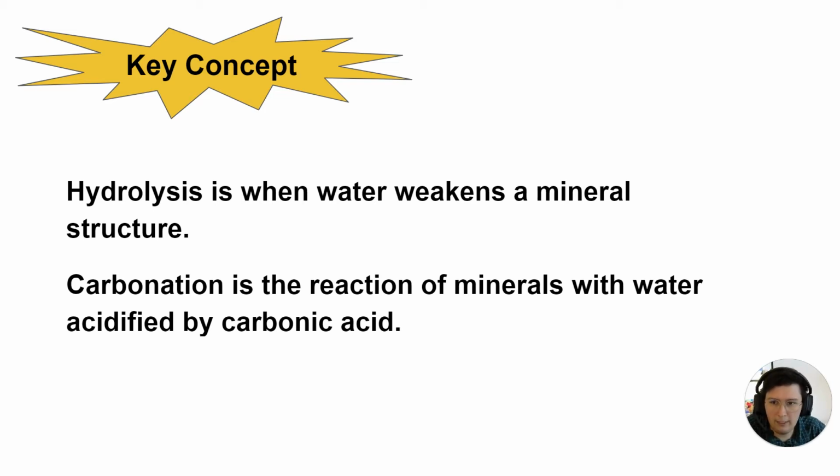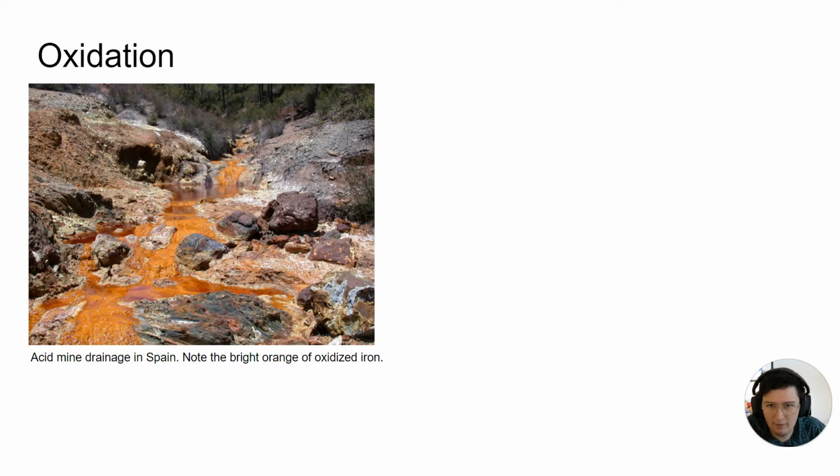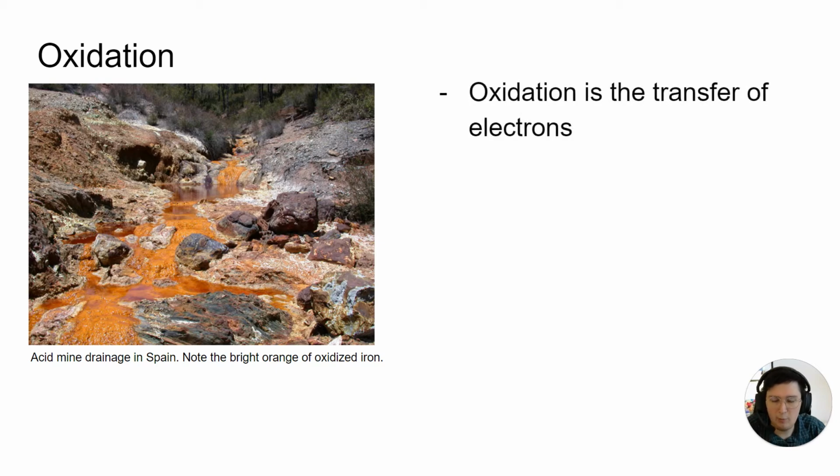All right, a little less elementary is oxidation. This is a common weathering reaction when minerals first become exposed to the atmosphere. And oxidation, put very simply, is just the transfer of electrons. There's two different halves to an oxidation reaction. We talk about one thing being oxidized and one thing being reduced. So in oxidation, something loses electrons, and in reduction, it gains electrons.